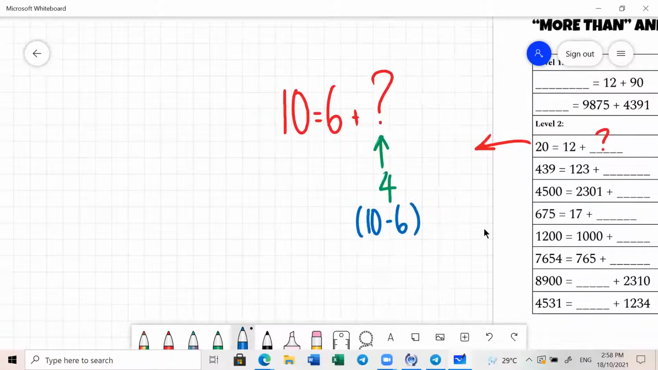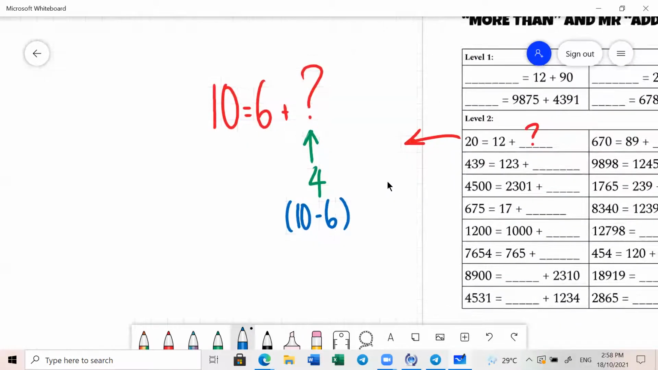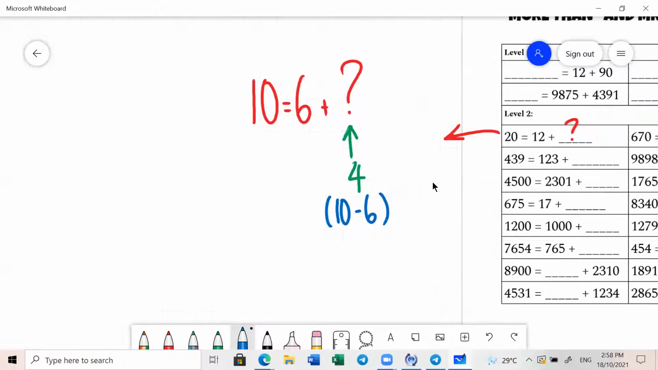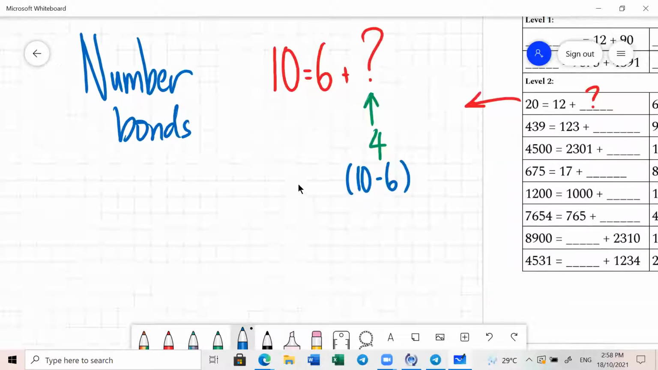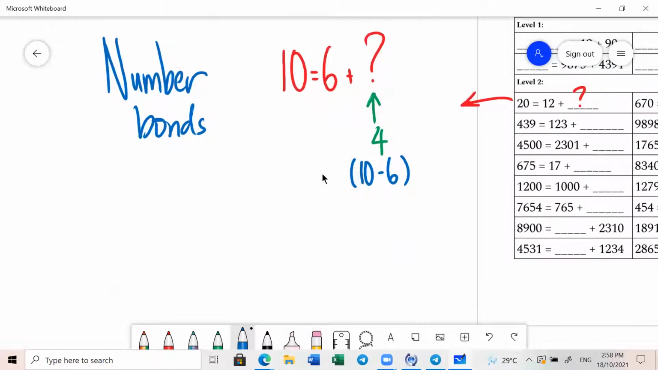Now, it's the same thing. Whenever you do a question, you need to know the why first before you answer it. So let me help you with this. I'm going to use something called number bonds to help you understand this question. Now, what's the meaning of 10 equals 6 plus what? Or 10 equals 6 plus how much? Or 10 equals 6 plus question mark?